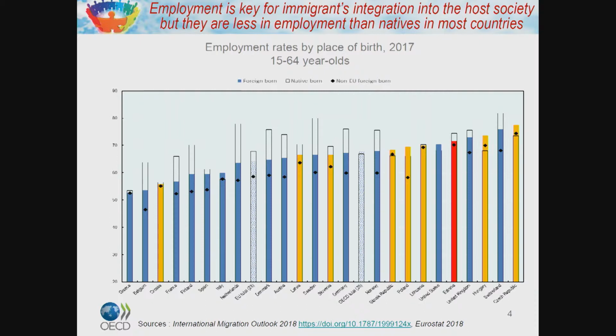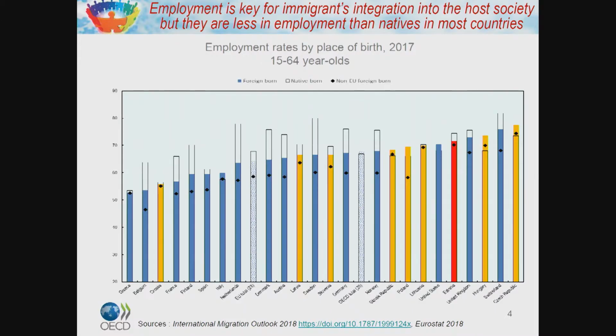What is really interesting is that the gap in employment rate, so the gap between foreign-born and native-born, is in fact much smaller in Estonia and other neighboring countries compared to other EU countries. If we look at Sweden here, or the Netherlands, or Finland, the gaps in employment rates are as high as almost 20 percentage points. Whereas in other countries, or in Estonia, it's 4 or 5 points maximum.